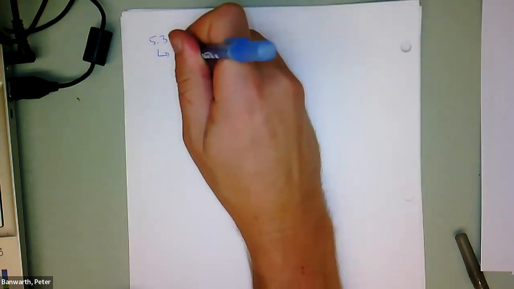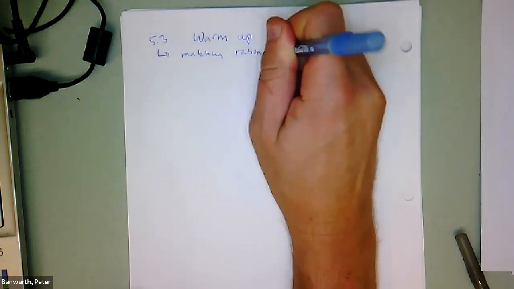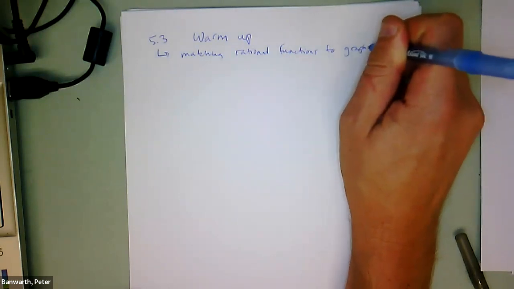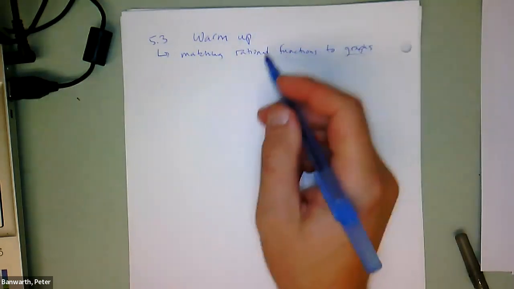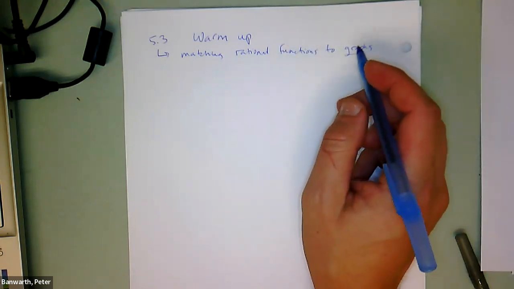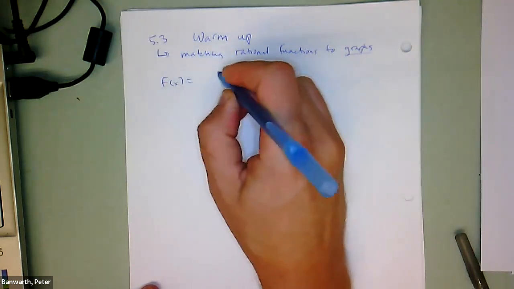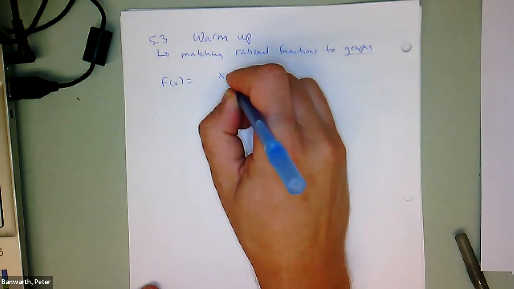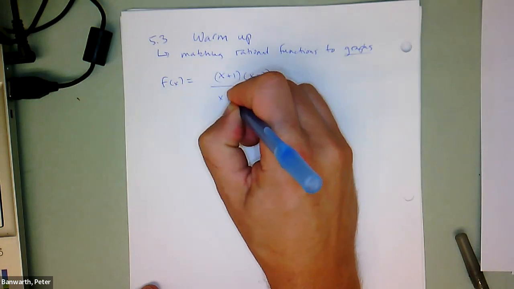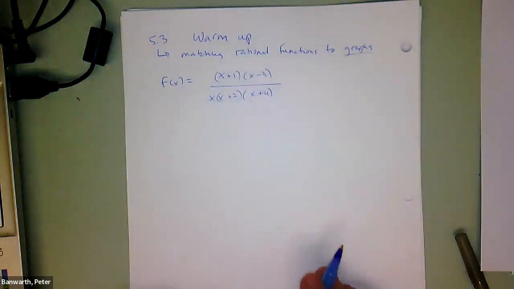Section 5.3 is all about matching rational functions to graphs and understanding the graph of a rational function from its equation and the equation from its graph. So let's just pick some sort of rational function here. How about (x + 1)(x - 3) over x(x + 2)(x + 4).